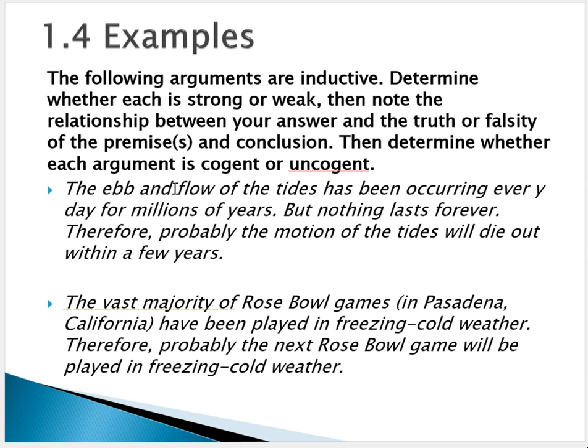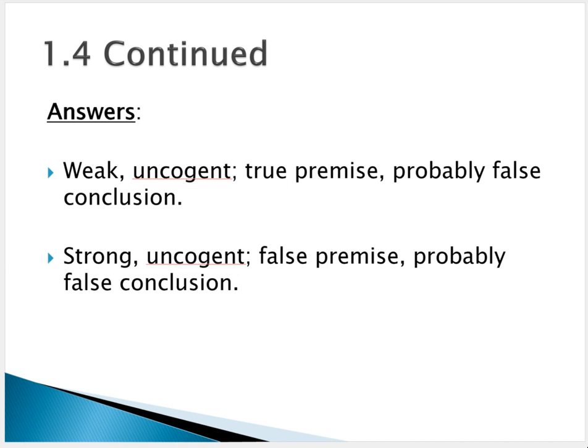For the first one, so there's two here. Please read through them. Press pause if you need to. We're going to talk about whether they're strong or weak. We're going to note those relationships and then determine whether each is cogent or uncogent. So press pause, read through. All right, here we go. Here are your answers. The first one is weak, uncogent. It has a true premise, but a probably false conclusion. And the second one is a strong argument. It's uncogent because it has a false premise and a probably false conclusion. And again, these can sometimes be tricky, so don't feel bad if you don't get it right the first time. So let's try some more.